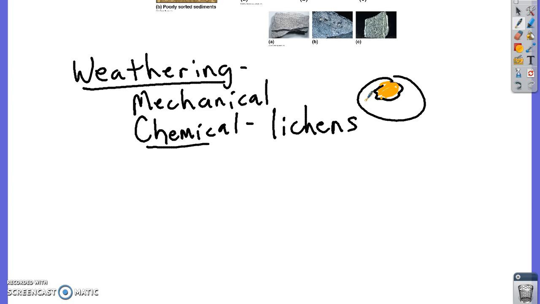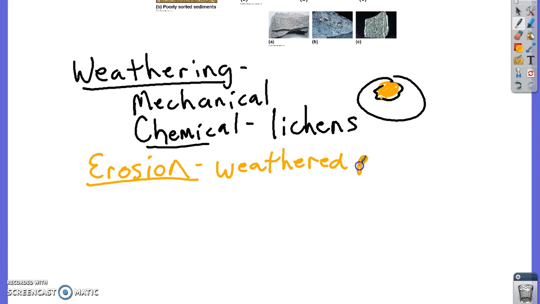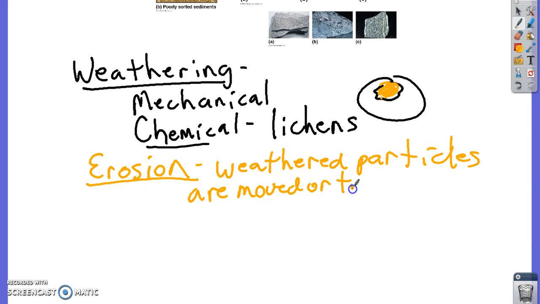Okay? Now, once it's been weathered, then it has to be eroded. It has to be carried away to somewhere else. So erosion is the next one. This involves the idea of movement. The weathered particles are moved or transported somewhere else. So this is the act of carrying them somewhere else, and this can happen by water.